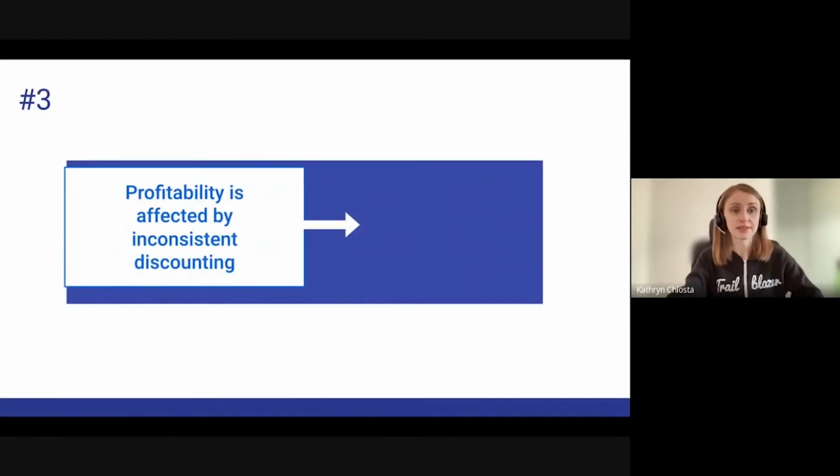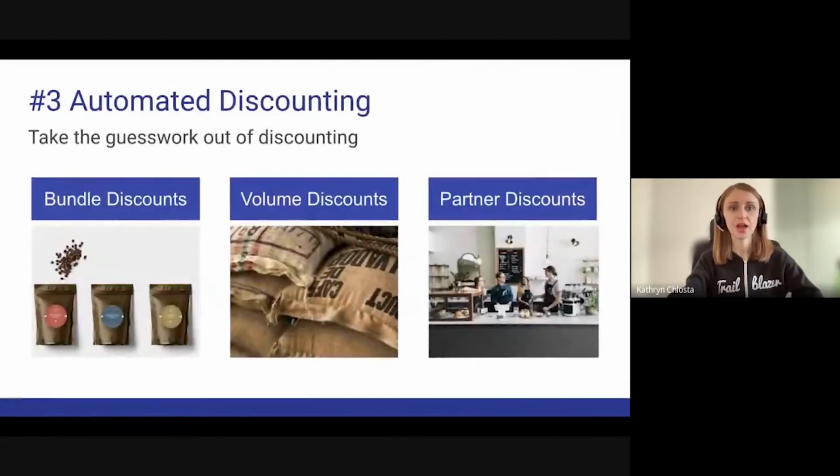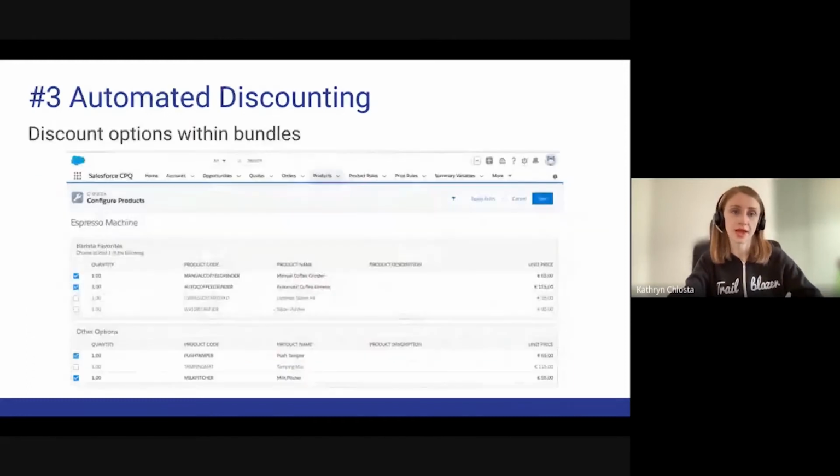Profitability is affected by inconsistent discounting. And there's also complexity around agreed discounting terms. And for that, we have automated discounting. Automated discounting allows you to take the guesswork out of discounting. Here we have 3 types of discounting: bundle, volume, and partner discounts. What I want to show in the next slide is an example of automated discounting at the bundle level and how we can get pretty detailed in Salesforce and what we discount.